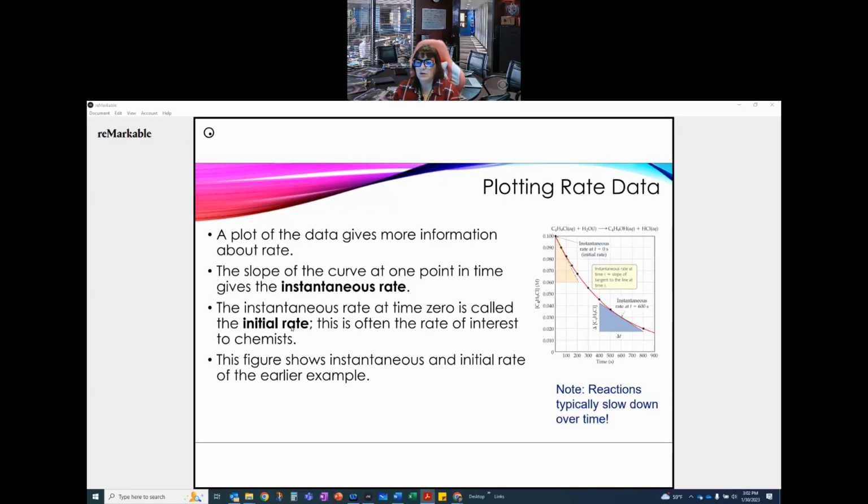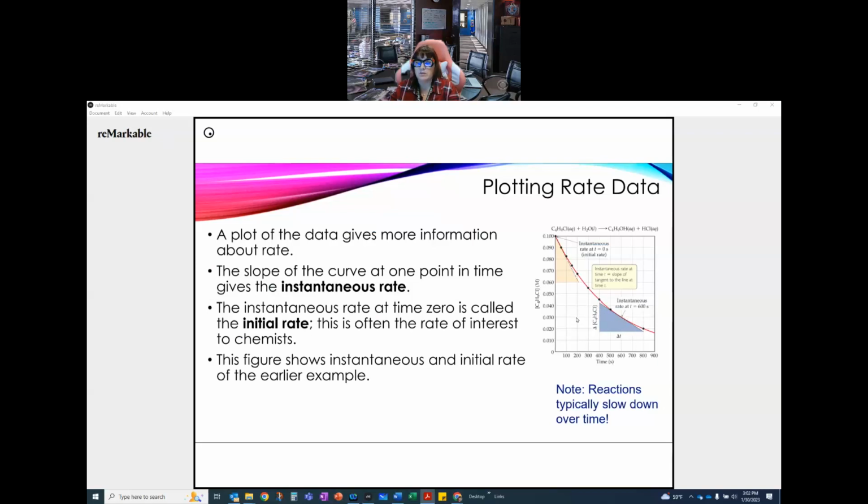We can look at the instantaneous rate at time equals 0. So notice that we've drawn a straight line from that point. The slope of that line gives us the instantaneous rate. Okay, I said we'd come back to that. The instantaneous rate at time 0 is called the initial rate. So I can measure this slope anywhere. So the instantaneous rate at time t equals 600 is this one right here.